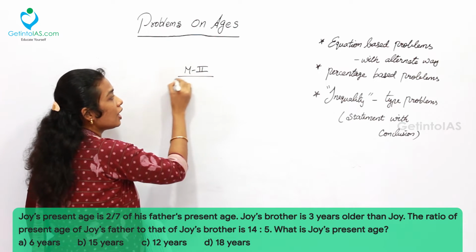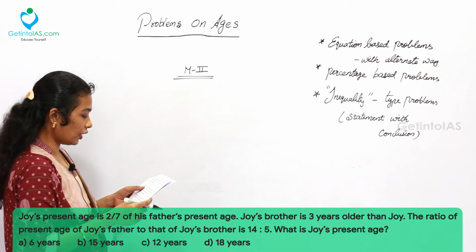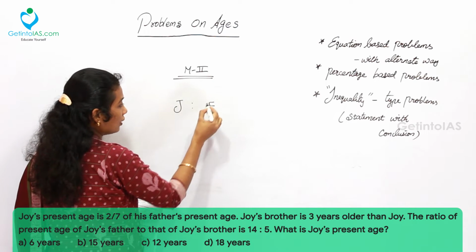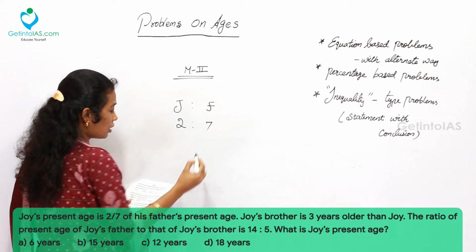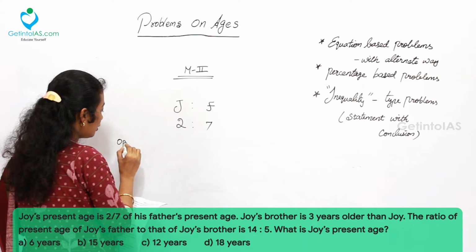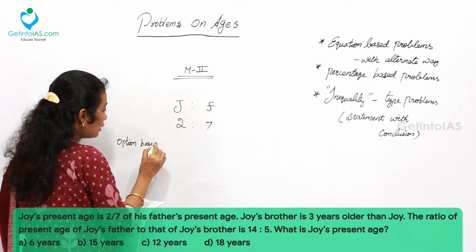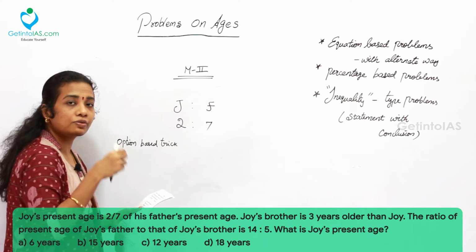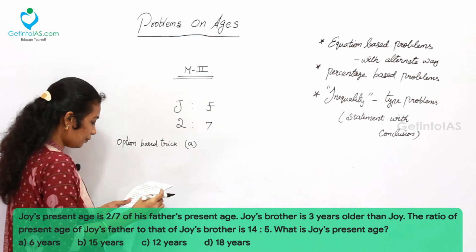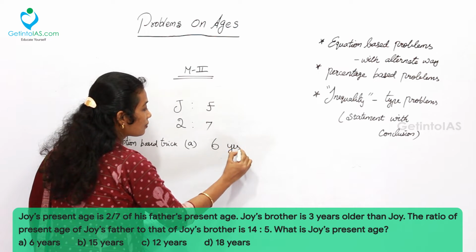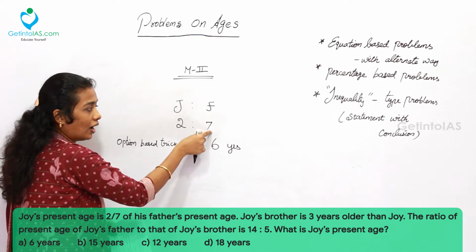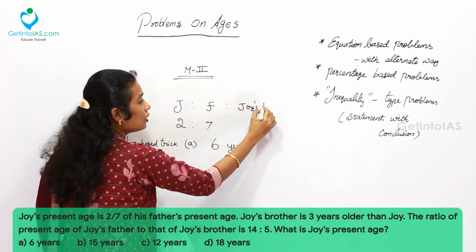Method 2 of solving the same question, which is given 2/7. Joy's present age is 2/7 of his father's present age. So Joy is to father 2:7. Then Joy's brother is 3 years older than Joy. So here you can take the option based trick. Let's take the options one by one and check which option works out. Let's take option A, which is 6 years. So here Joy's age is considered as 6 years. What is father's age? What is Joy's brother's age?